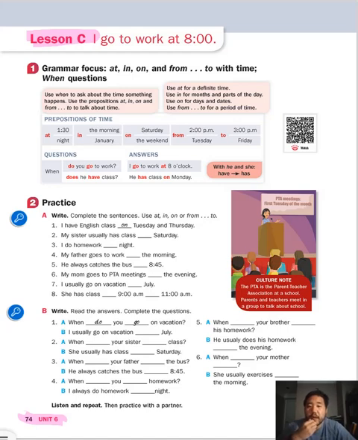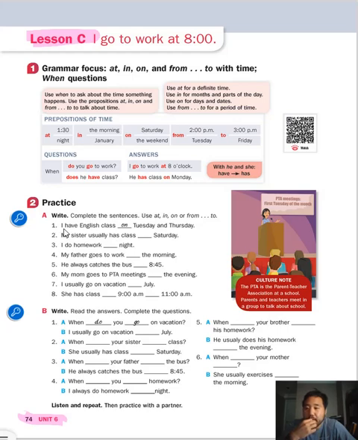Assuming that everyone is done now, let's go over them together. Also, please make sure to repeat after me to practice your pronunciation skills. Now let's begin. Exercise 2A. Complete the sentences. Use at, in, on, or from to. This exercise focuses on using the correct preposition of time.